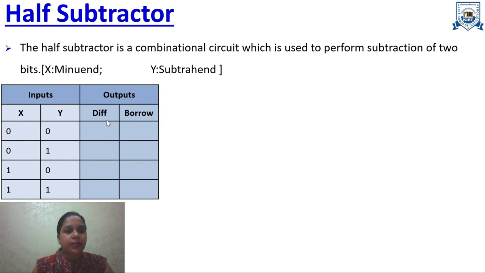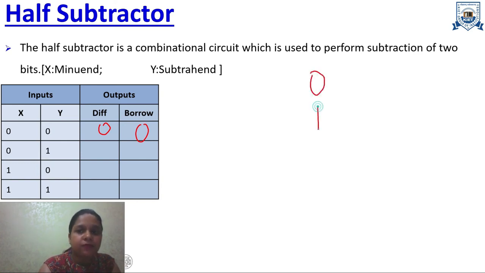So let's complete the truth table. Let's subtract 0 from 0. So 0 minus 0, then the difference will be 0 and there will be no borrow taken. No borrow taken simply means 0 will be the borrow. Now if you want to subtract 1 from 0, what will be the output? Let's see, but we'll move to the next one. Till then, 1 minus 0 is 1. So the difference will be 1 and borrow is not taken. 1 minus 1 is 0 and here also we have not taken any borrow.